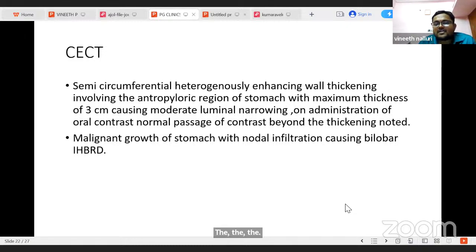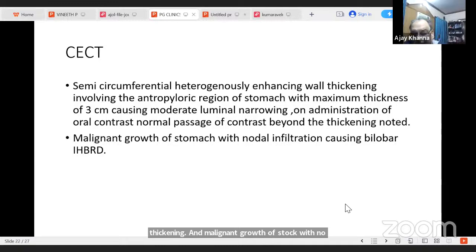It is a semi-circumferential heterogeneously enhancing wall thickening lesion involving the antropyloric region of stomach with maximum thickness of 3 centimeter, causing moderate luminal narrowing. On administration of oral contrast, normal passage of contrast beyond the thickening is seen. Malignant growth of stomach with nodal infiltration causing bilobar IHBRD.